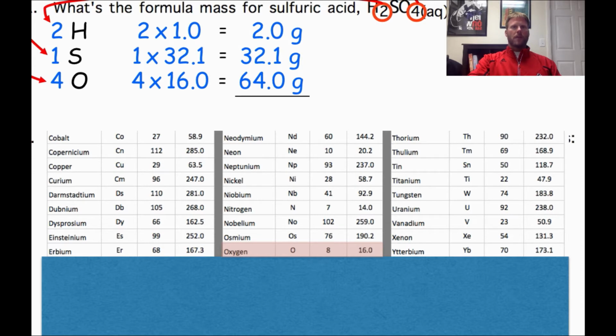To get the formula mass, all we have to do is add up the contributions of each individual atom. In this case, 2.0 grams plus 32.1 grams plus 64.0 grams. Each of the atomic masses was to the 10th place, or 1 decimal place. So following the addition sig fig rule, our answer should only have 1 decimal place. The formula mass of sulfuric acid is 98.1 grams.